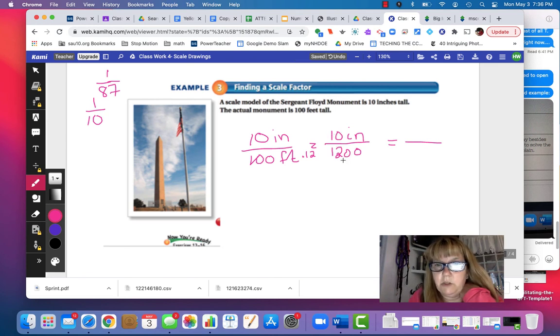So 10 inches to 1,200 inches. The inches cancel out because they're the same units. And I'm going to simplify this. I'm going to divide both by 10. 10 divided by 10 is 1. 1,200 divided by 10 is 120. So our scale factor here is 1 to 120. So 1 inch would be 120 inches on this monument. 1 foot on a model would be 120 feet on the monument. It's just a way to be able to compare without necessarily specifying what the units are.